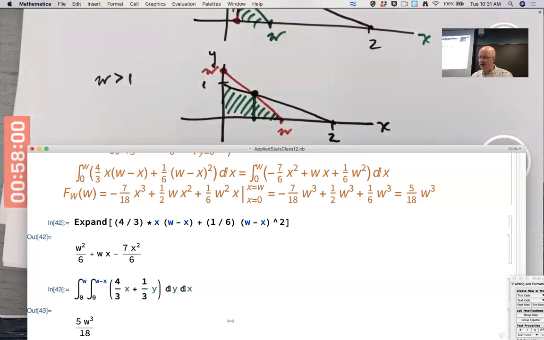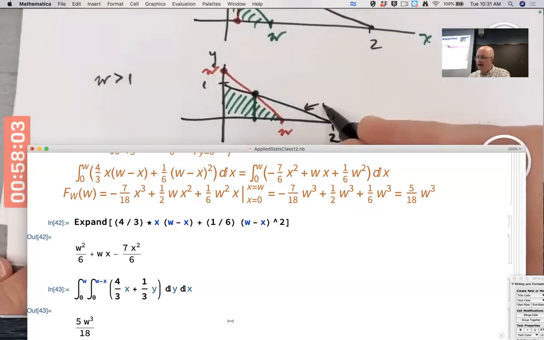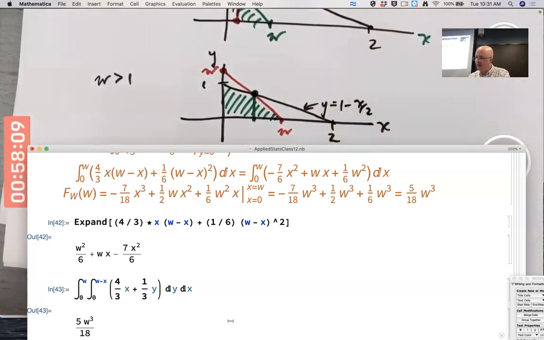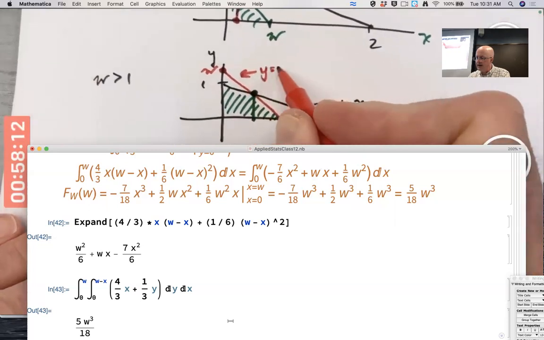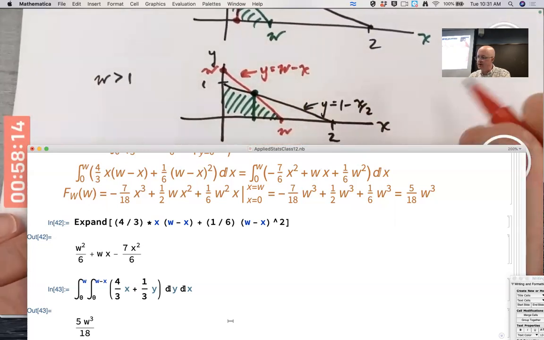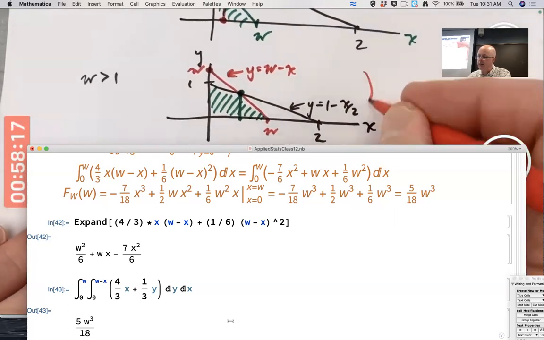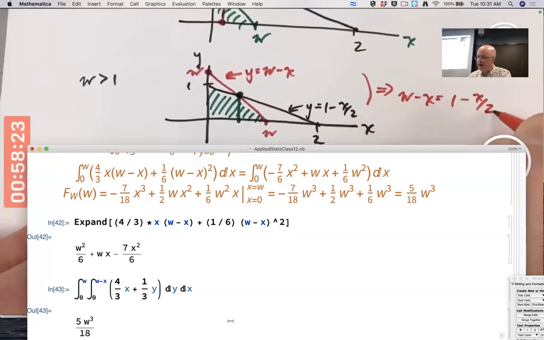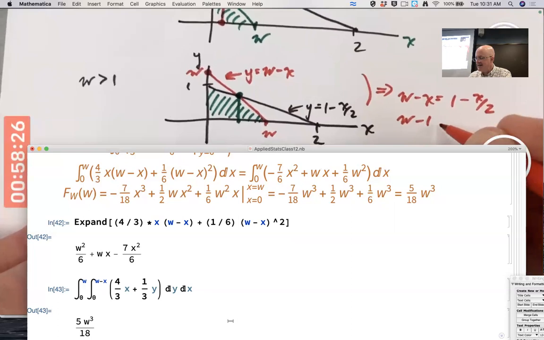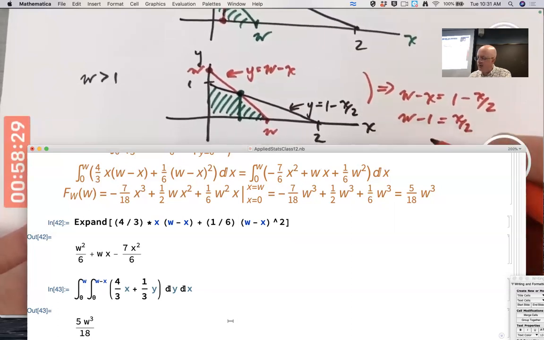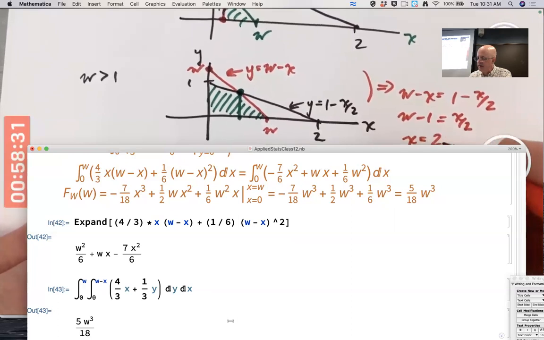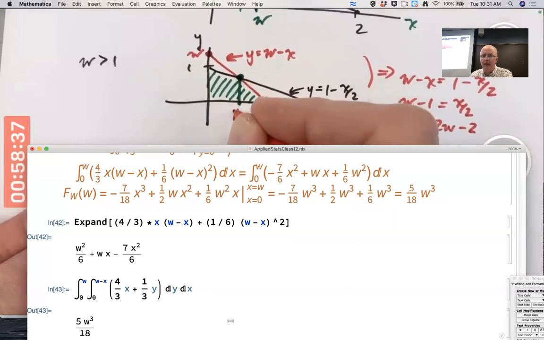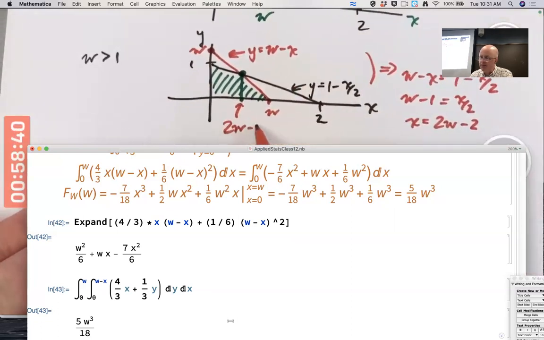The black line has equation y equals 1 minus x over 2. The red line has equation y equals W minus x. To figure out where those intersect, you've got to set them equal to each other and solve for x. So W minus x equals 1 minus x over 2. I could subtract 1 from both sides and add x to both sides, and then multiply both sides by 2. x is 2W minus 2. That's the x coordinate of the point of intersection.